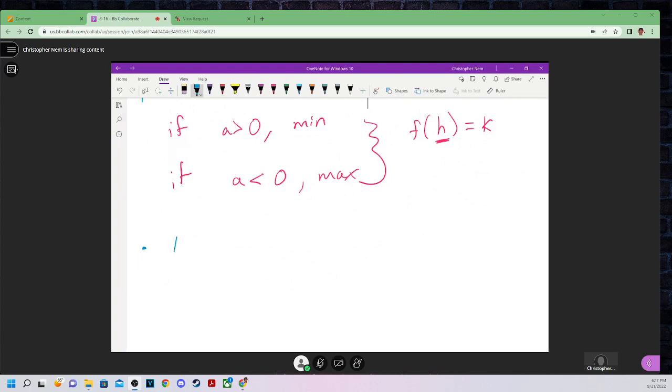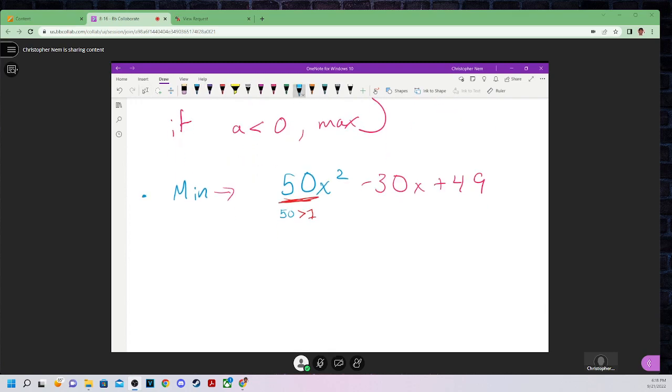Let's say I wanted you to find the minimum of 50x squared minus 30x plus 49. Let me fix that up. I know this is a minimum because 50 is clearly bigger than 0, so I know I have a minimum. Our quadratic is normally a parabola that's open upwards, and when it opens upward, it has a minimum. So, where is my minimum located?